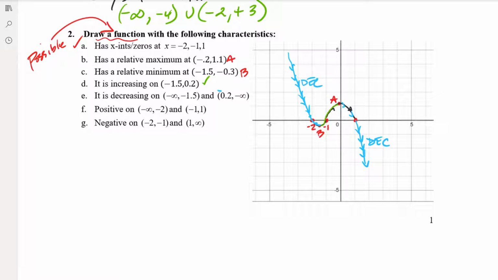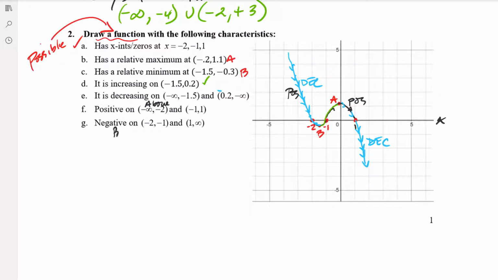Okay, and then let's see, positive on negative infinity to 2. Let's see if I made that happen. So from negative infinity to negative 2, it's positive, meaning above. So it's above here. Okay, so it's positive here because it's above. That's good. From negative 1 to 1, it's positive here. That's good because it's above the x-axis.